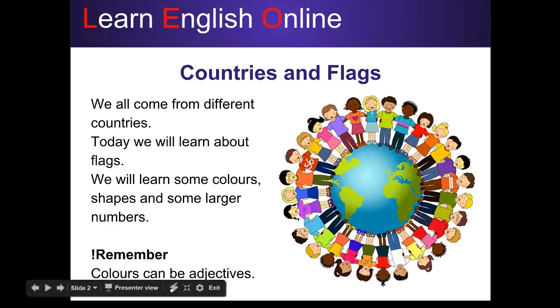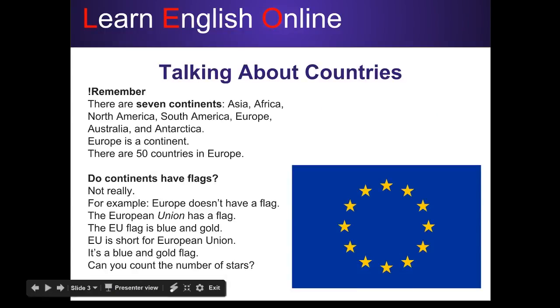We identify countries with flags. So when we talk about countries, remember there are 7 continents. Europe is a continent with 50 countries in it. Now, do continents have flags? Well, no, not really. Europe doesn't actually have a flag. You might see this flag and think Europe, but this is actually the European Union flag. So the European Union has a flag, but the European Union doesn't include all 50 countries.